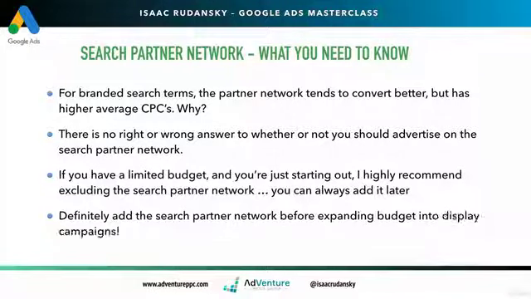Definitely add the Search Partner Network before expanding budget into display campaigns, right? We spoke about how display is this interruptive marketing. It's a totally different context. You're showing ads on the sides of blog pages. You have no ability to capitalize on commercial intent. The Google Search Partner Network still capitalizes on commercial intent. We're still able to show our ad to the person who wants what we are selling when they're specifically requesting information about the products and services that we sell. So you still have that aspect.